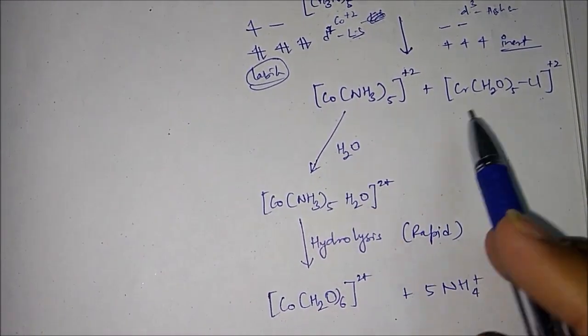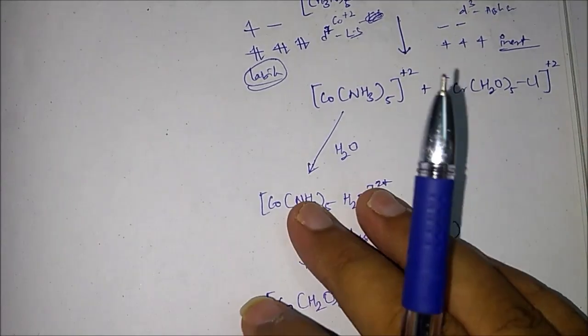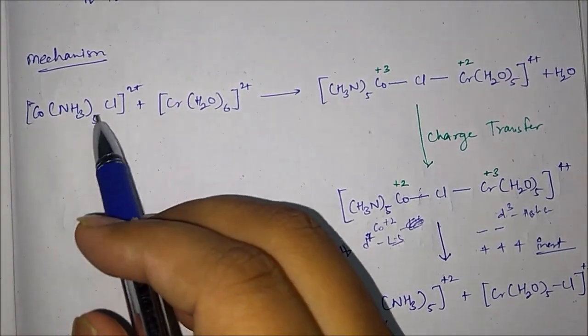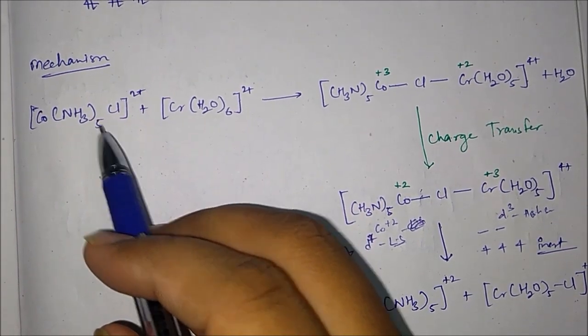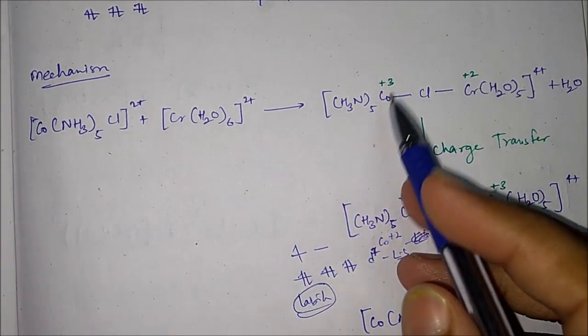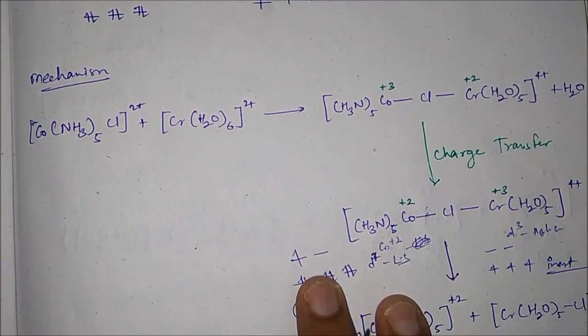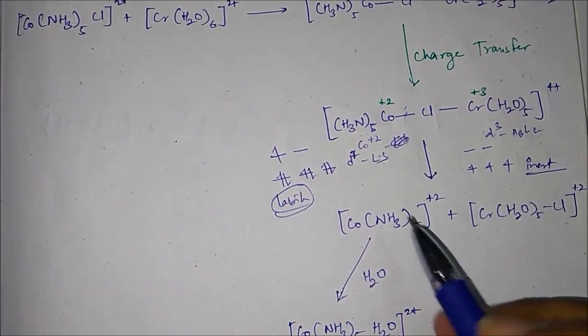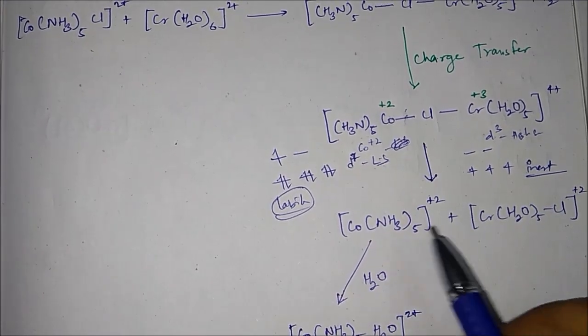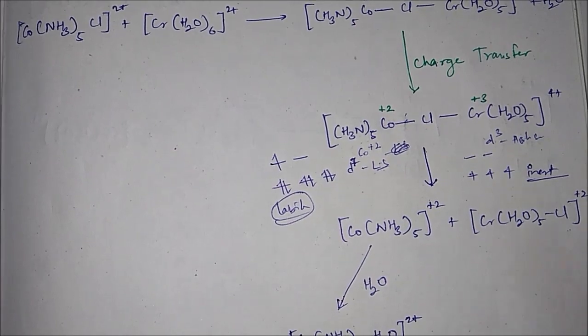So what are the things which have happened in this mechanism? If you pay attention, one labile and one inert complex was taken, then a sphere was formed, then the charge transfer took place inside the sphere. Then the lability and inertness interchanged, and then the bond broke to form the product. So this is the mechanism of your inner sphere electron transfer.